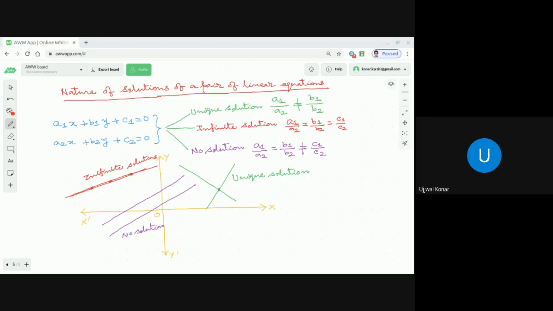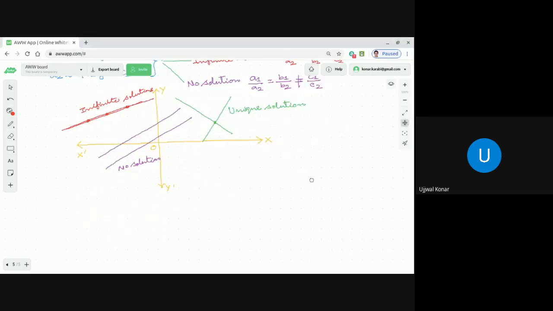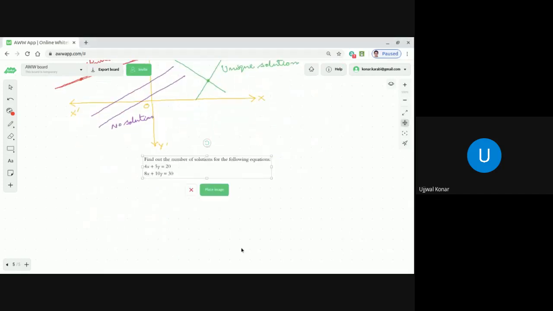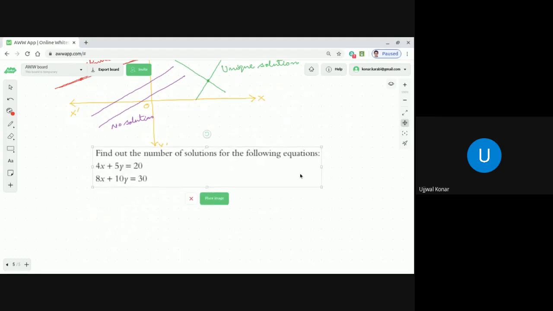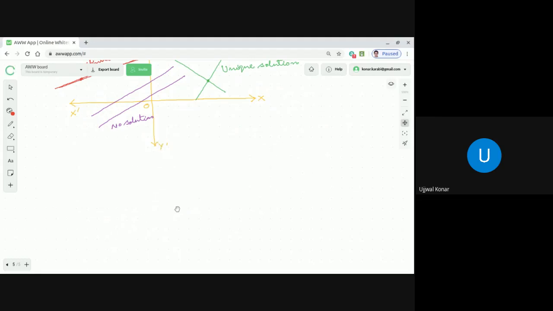So for example, we get a question something like this, and let's understand. You also solve along with me. In fact, I will appreciate it if you can solve and do let me know your conclusion. Find out the number of solutions for the following linear equations. The first one is 4x plus 5y is equal to 20, and the second one is 8x plus 10y is equal to 30. So what is your statement? Could you please work on it and do let me know? Is the question clear to you, dear students?